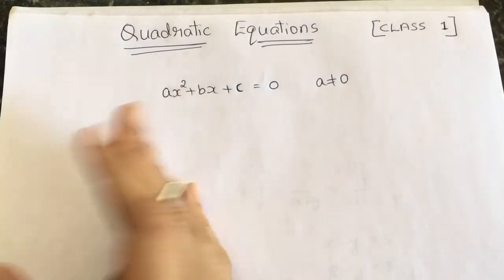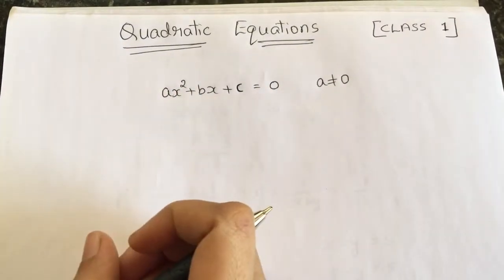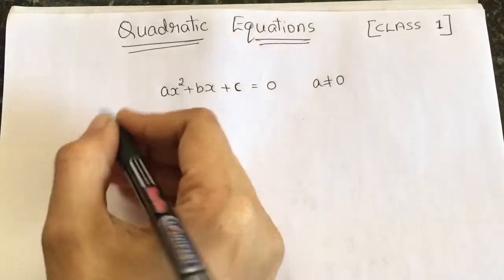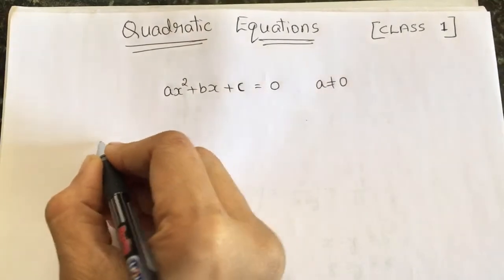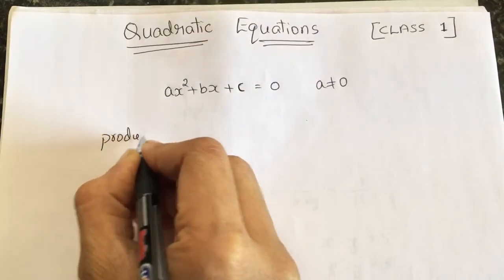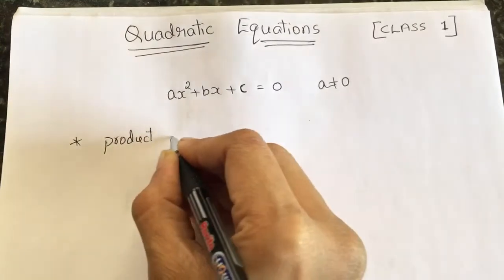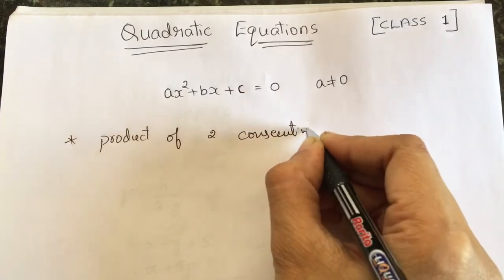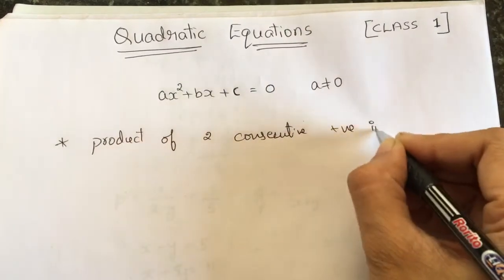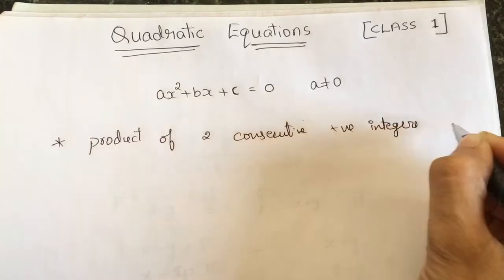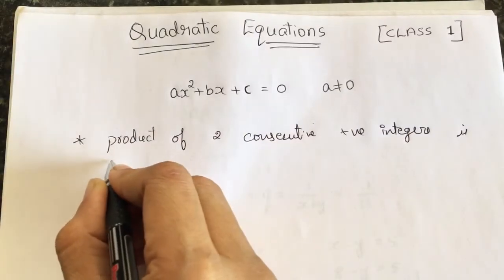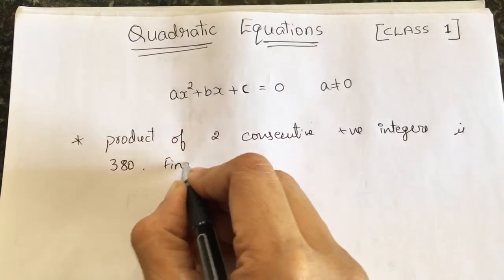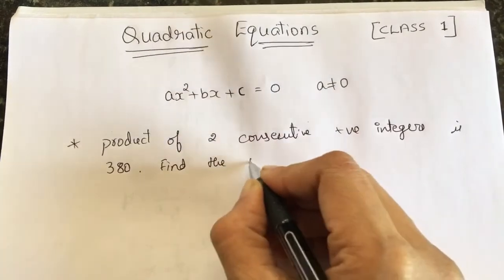Okay. Say the situation is like this: the product of two consecutive integers is given to you, and I need to find those integers. So in particular, suppose the product of two consecutive positive integers is say 380. Then find the integers.